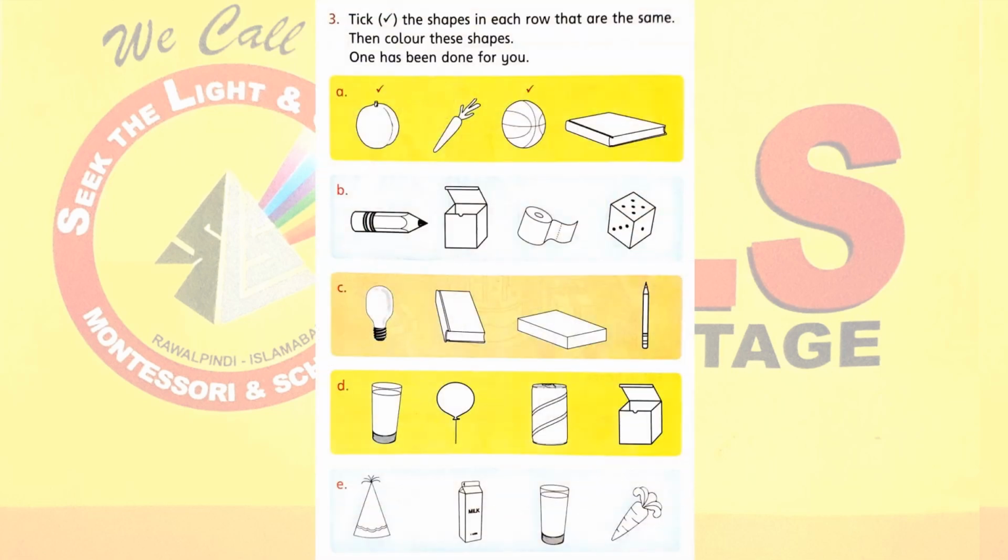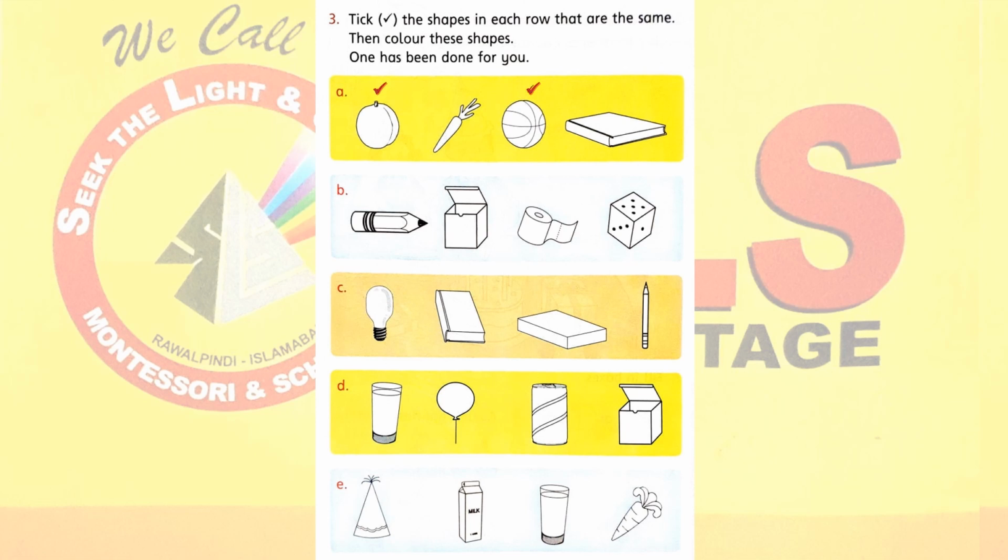In row A, 2 same shapes have been ticked. Can you see? A peach and a basketball, both are the same shape. In row B, look at the shapes. You have to tick the same shapes. Very good, students. A box and a dice you roll are the same. I have ticked it for you.